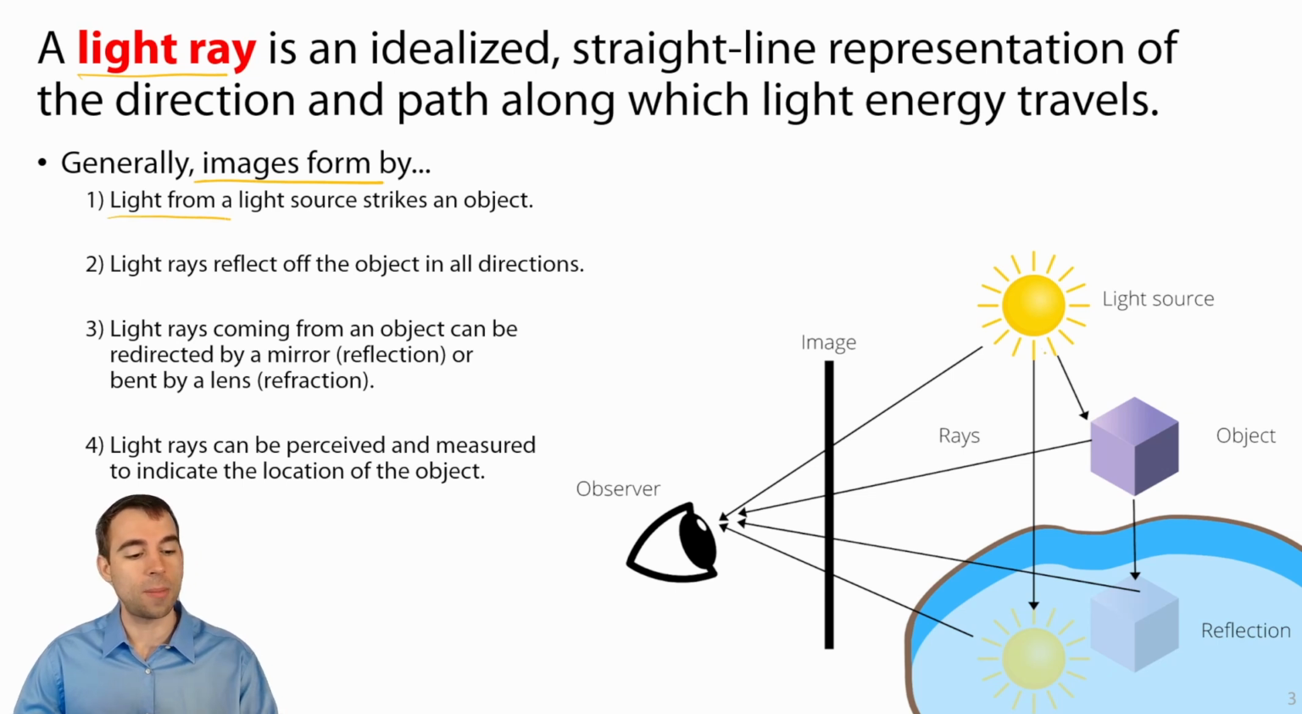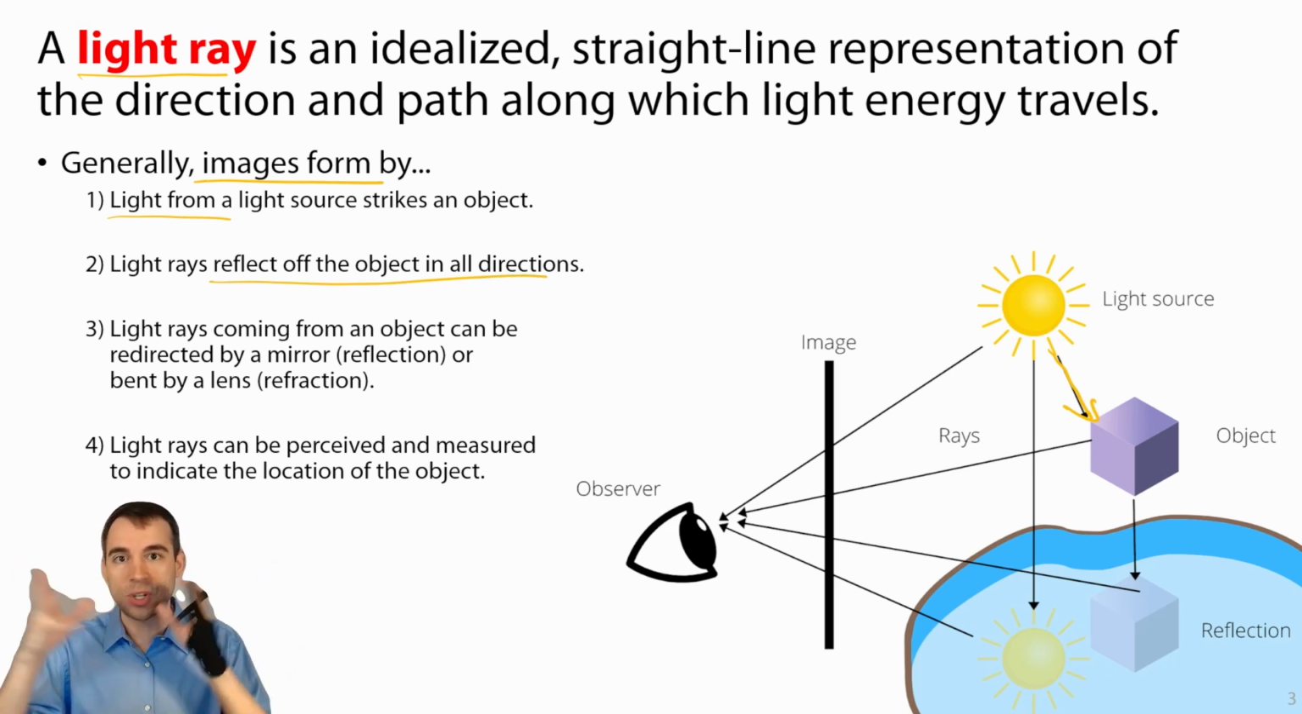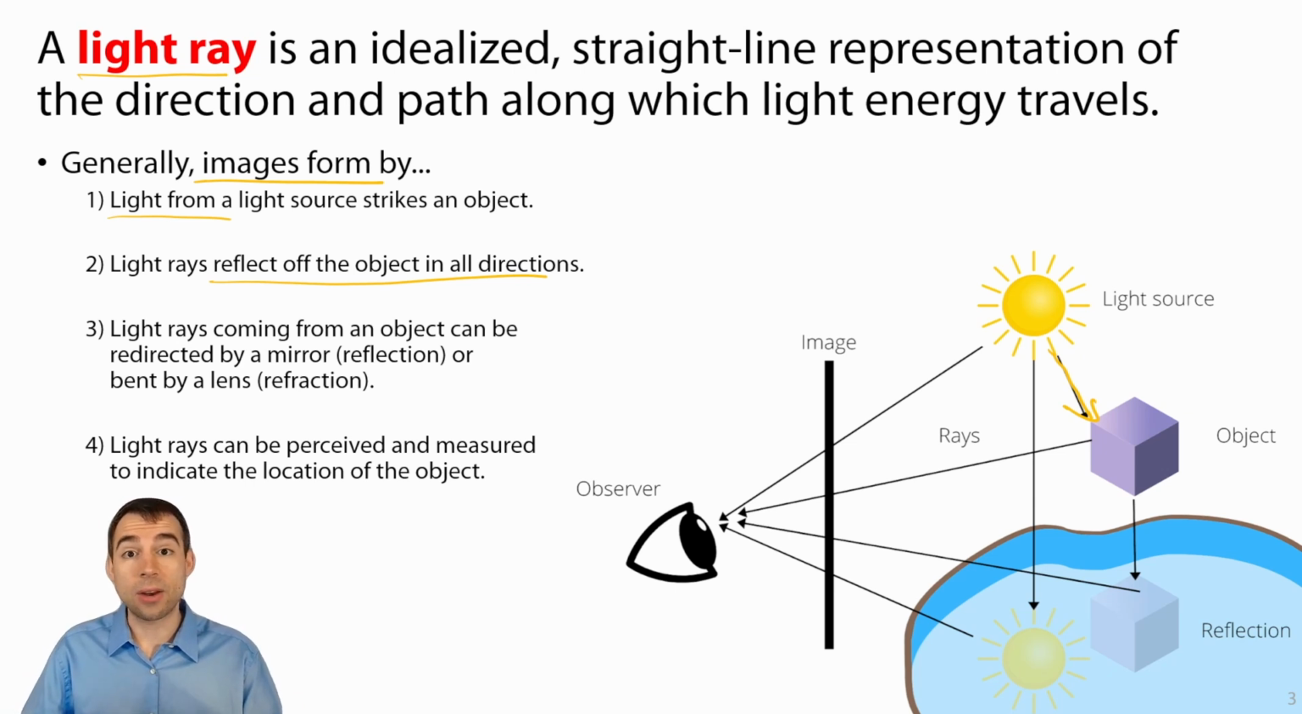Light rays will come from a light source and strike some object, and then that object will emit those light rays in every direction out of the object. Some of these light rays bouncing off the object could be redirected as they bounce off of a reflective surface to our eye. That would be by reflection from a mirror. Or some of these light rays could also be bent by refraction using a lens of some kind, and we could use that to allow light rays to meet our eye.